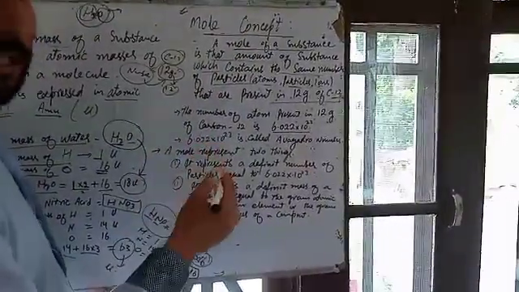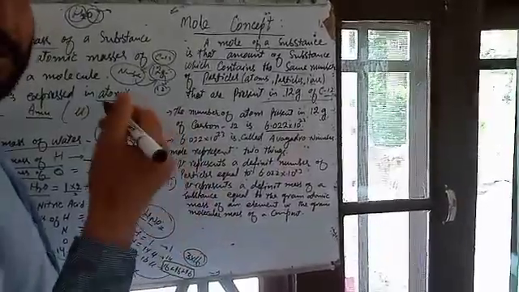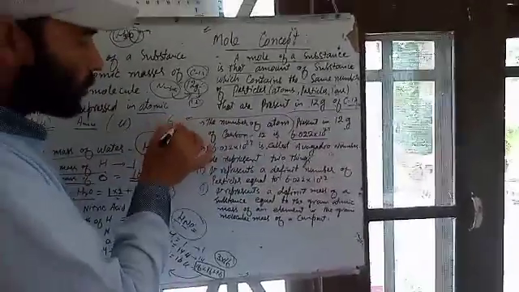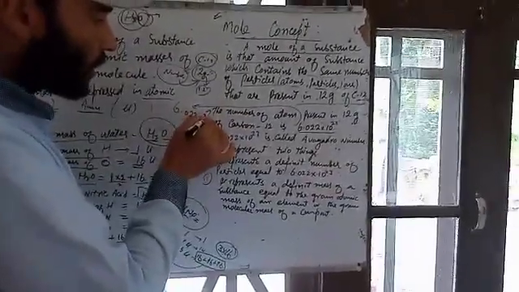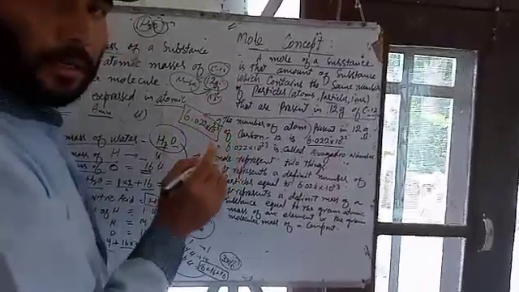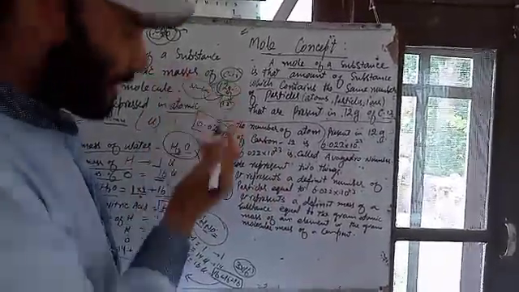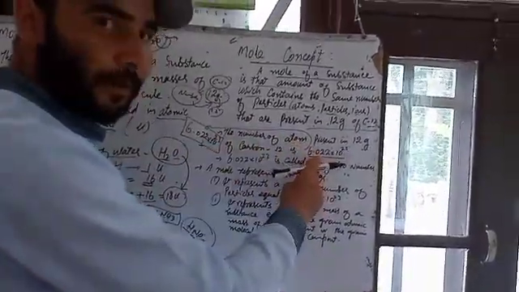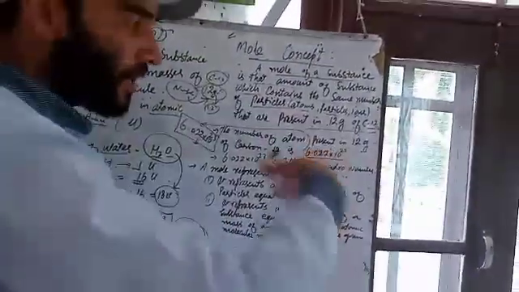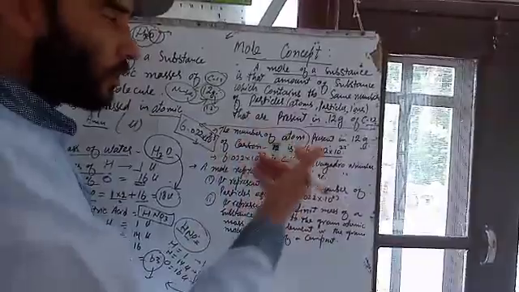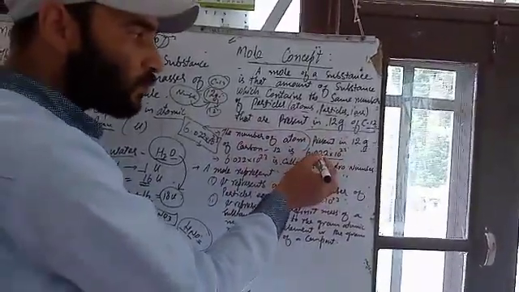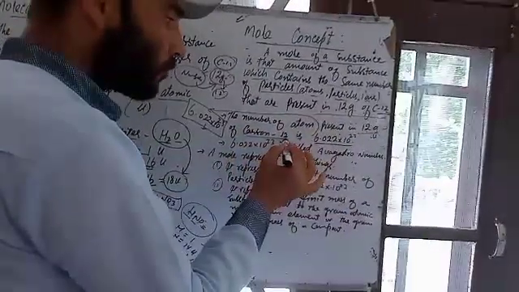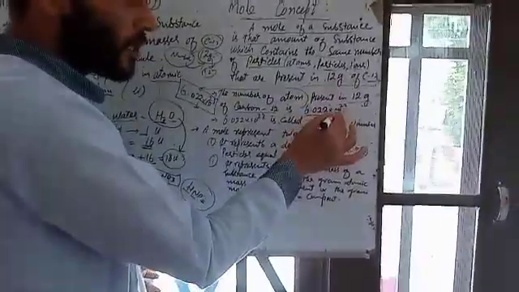It was an Italian physicist who calculated that number, and the number is equal to 6.022 into 10 raised power 23. It is simply a number, like 1, 2, 3, 4. That means 6.022 into 10 raised power 23. And that number is known as Avogadro's number. Why? On the name of the scientist who discovered the number 6.022 into 10 raised power 23. The number of atoms present in 12 grams of carbon 12 is 6.022 into 10 raised power 23.